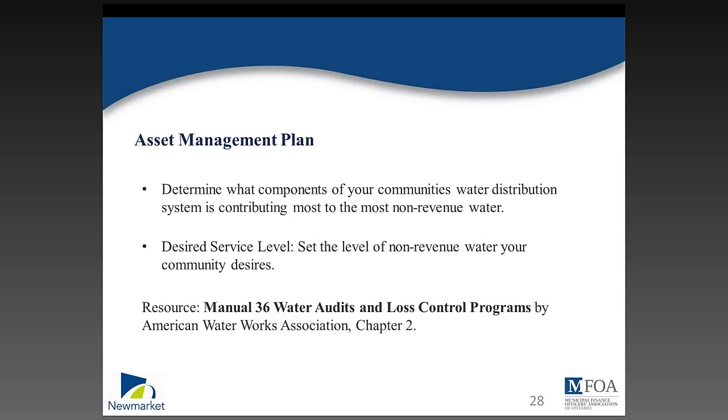Non-revenue water target setting has been done in other jurisdictions. For example, California sets its non-revenue target to be 10%. To learn more about how to measure non-revenue water, Chapter 2 of Manual 36 of the American Water Works Association is a great resource. Once you have this data, you can compare your total non-revenue water to your desired non-revenue water goal.